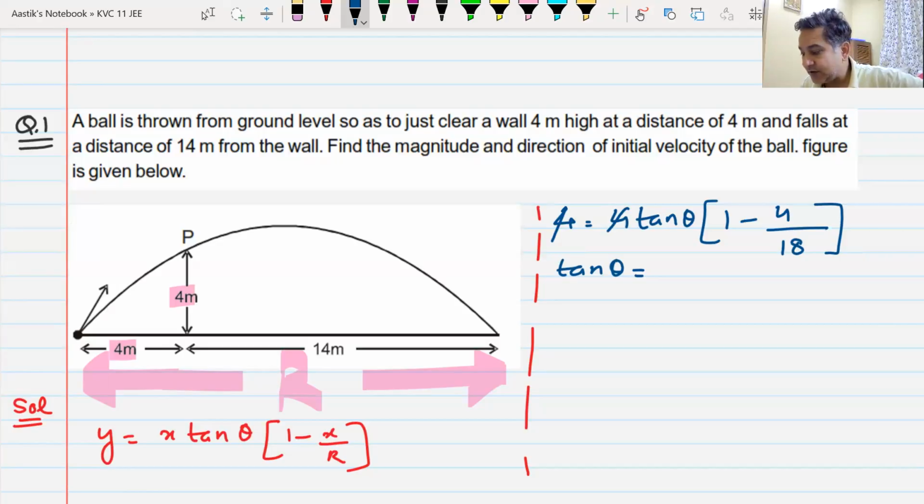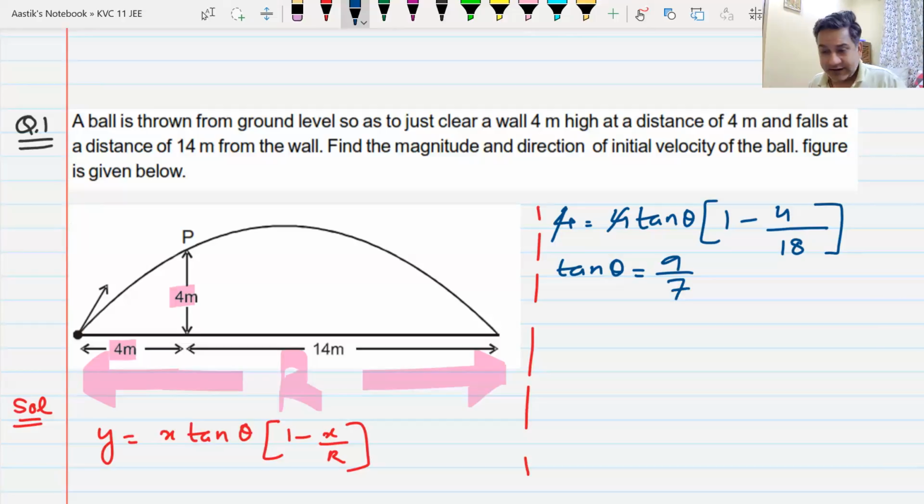What is the value of tan theta you are getting? Tan theta, I think you will get 9 by 7. Are you getting tan theta as 9 by 7? Yes or no?